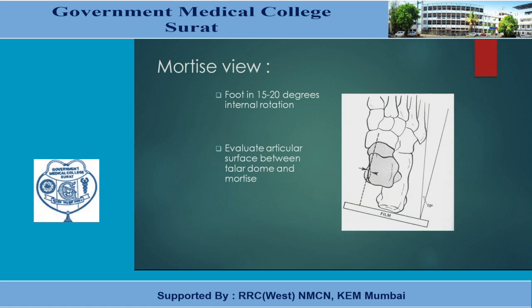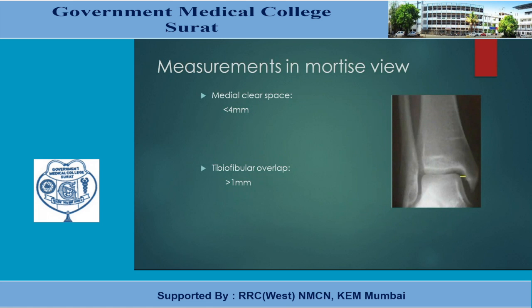This is the mortise view. Now, in the measurement of the mortise view, the medial clear space between the talus and medial malleolus should be less than 4 mm. If this distance is increasing, there might be a tear of the medial ligament, the deltoid ligament.